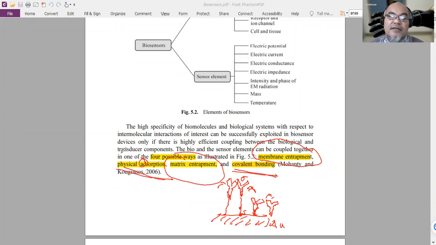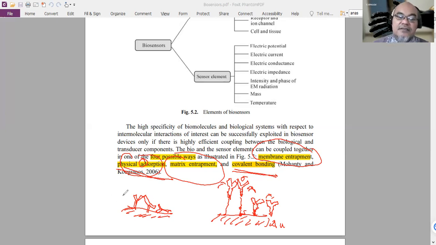The easiest will be to do physical adsorption. However, if we use physical adsorption, the antibody may not always be like this. Sometimes it will also be like this, for example. So the direction of the immobilized antibody will be more random compared to if we immobilize it using covalent binding. So each of these four has advantages and drawbacks.